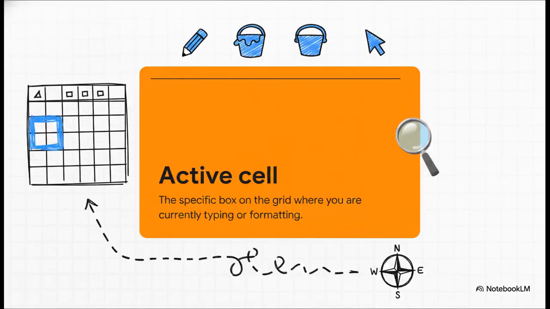Speaking of that massive grid of letters and numbers, you'll notice one specific box highlighted with a blue outline. This is called the active cell. It's basically the "You Are Here" marker on your spreadsheet map. Anything you type or format, whether you're typing grocery budget or, I don't know, making a cell bright yellow, it's going to apply directly to that specific active cell.